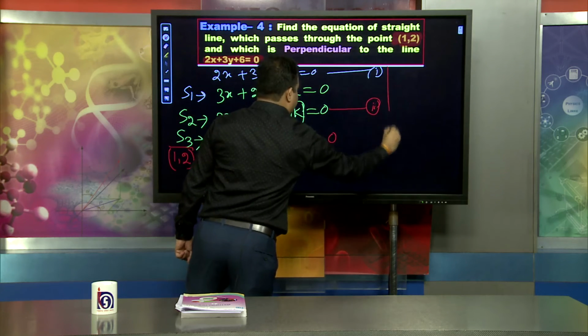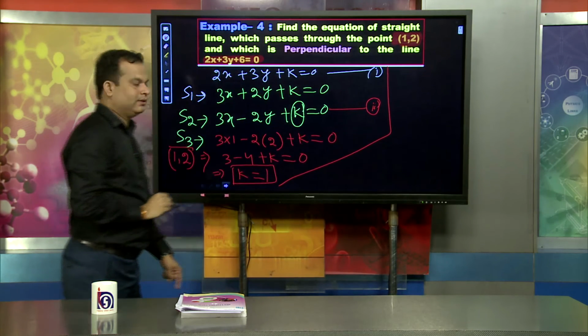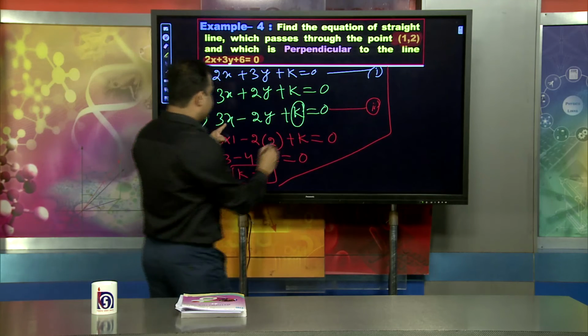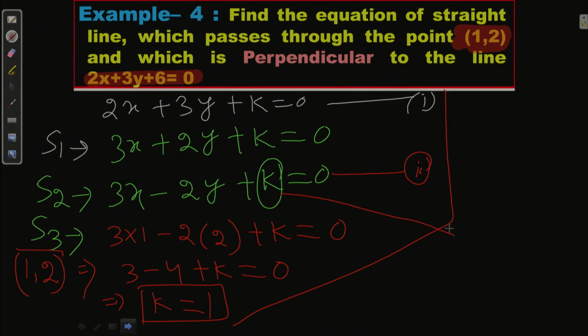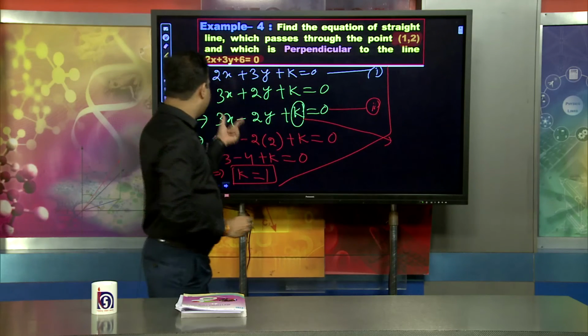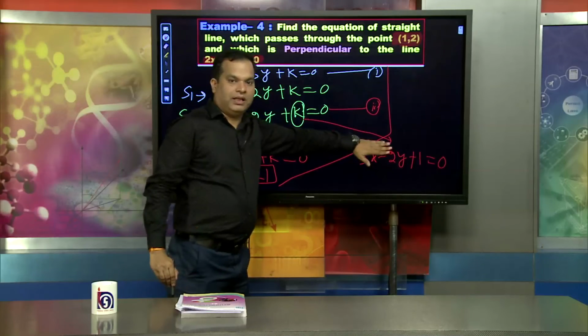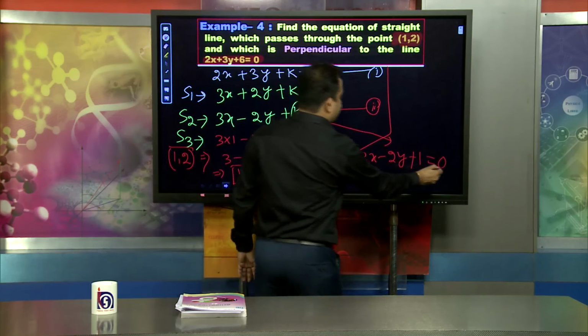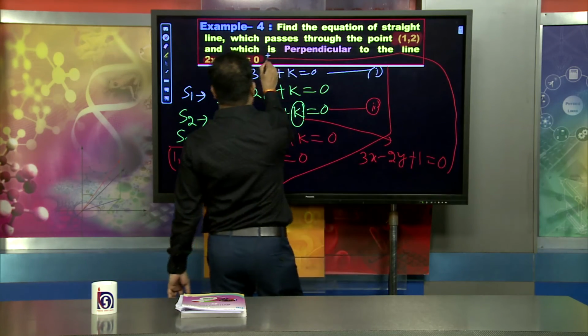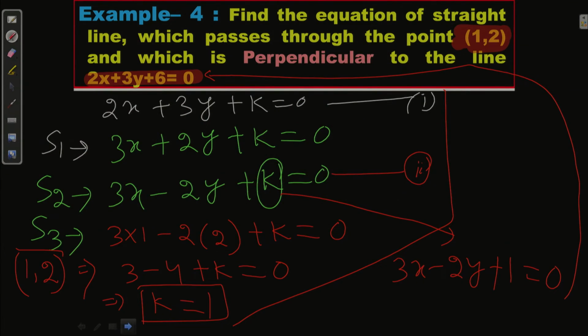Now, for the required equation of the straight line, we simply put the value of k in this equation. That means the required equation is 3x minus 2y plus k, and the k value we have found is 1, so I can write plus 1 equal to 0. This is the equation of the line which is perpendicular to the line 2x plus 3y plus 6 equal to 0.